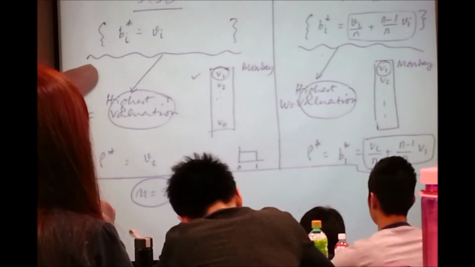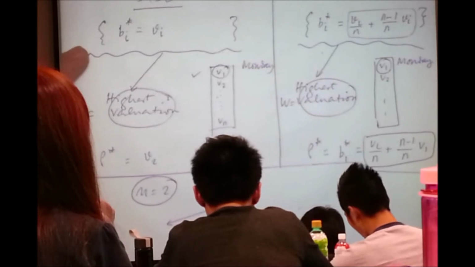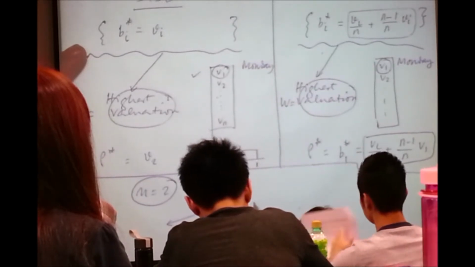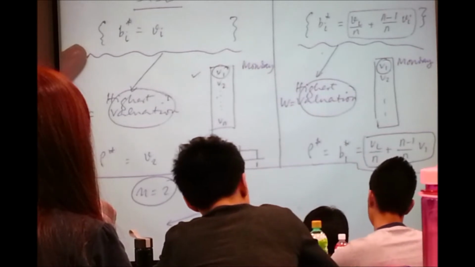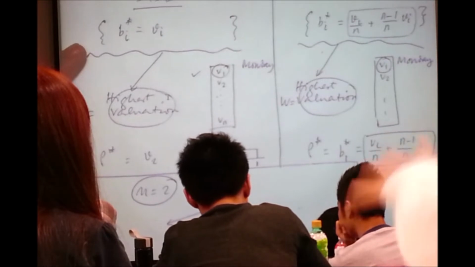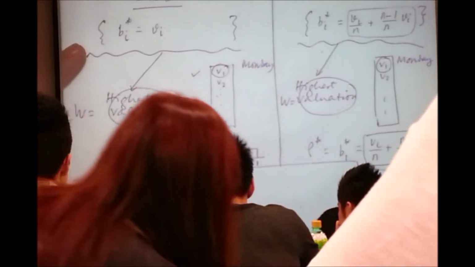Now let me see what happens if I conduct a first price auction. Let's start with second price, easier. Second price auction, this guy will bid this. Bidder's dominant strategy is to bid valuation. This guy will bid this. This guy will win. What will be the price? The price in a second price sealed bid auction will be 0.2 here.